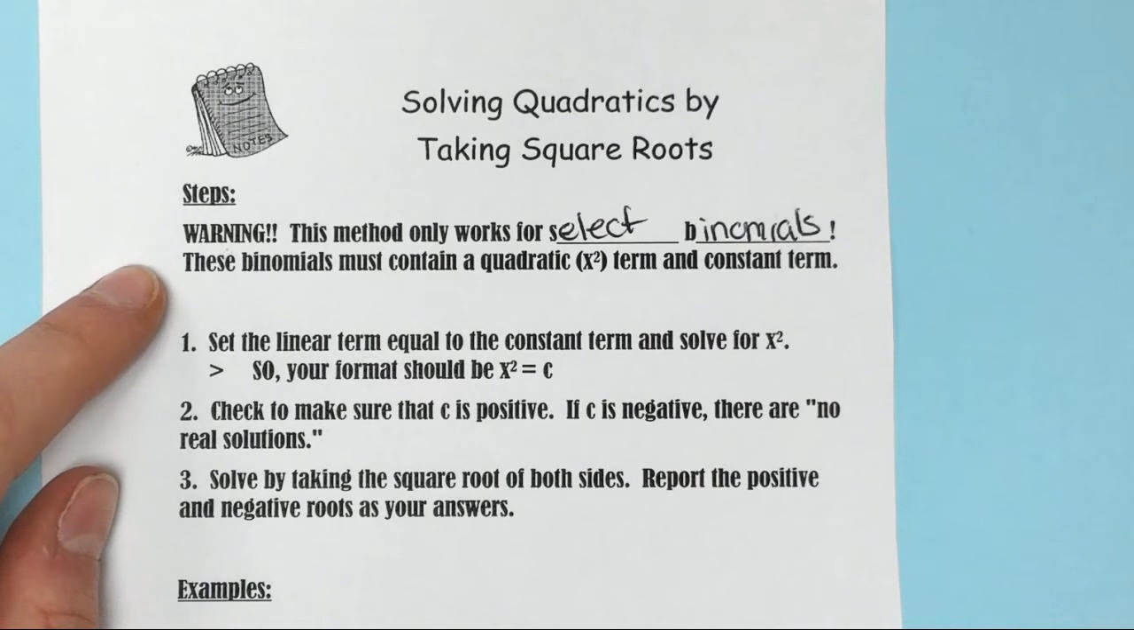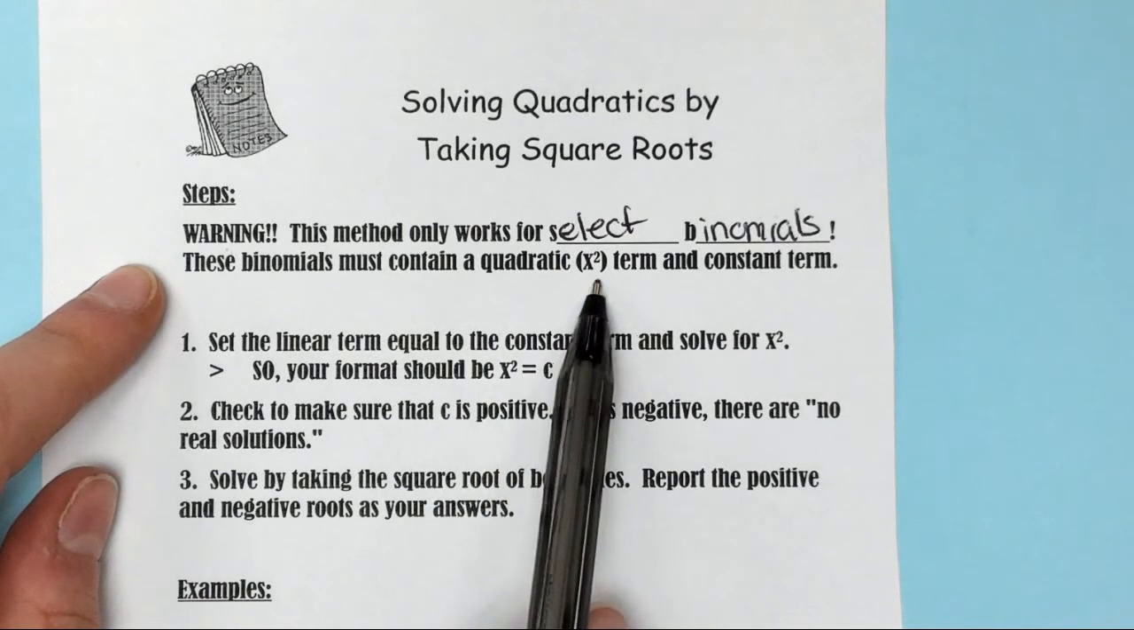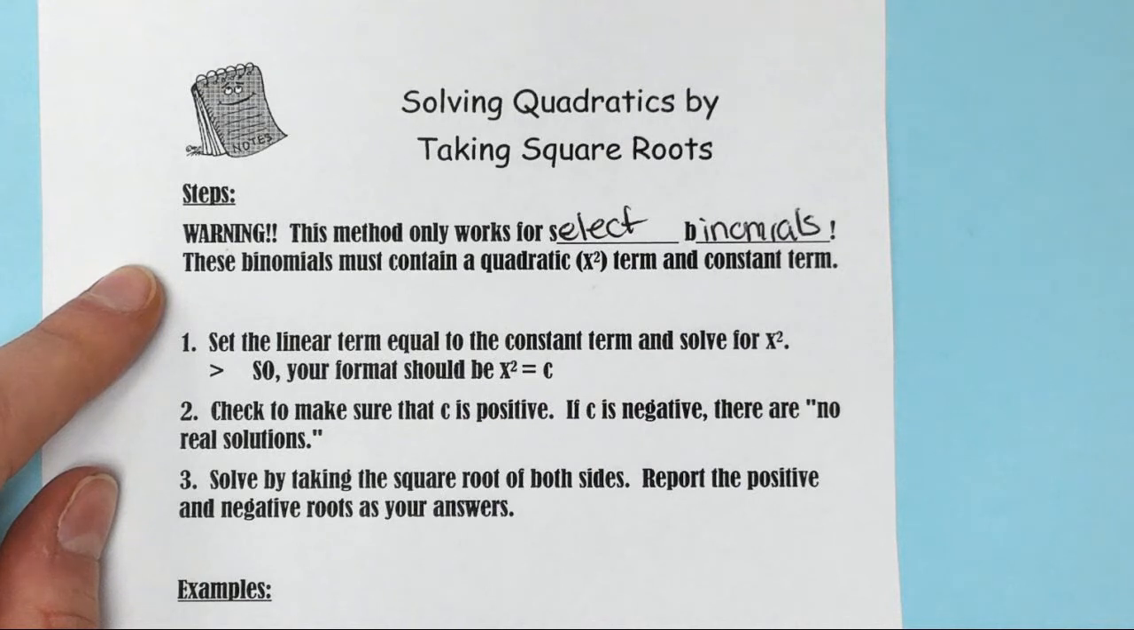These binomials must contain a quadratic or an x squared term and a constant term. It's the only things you can have in order to solve by square roots. So let's talk about the steps.